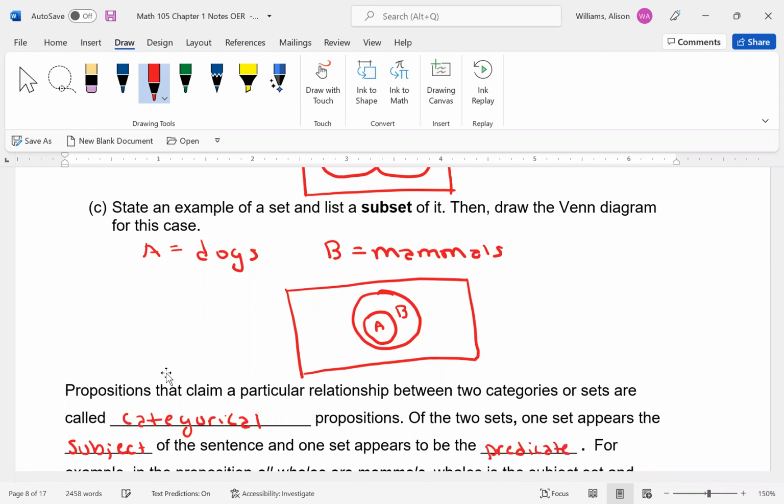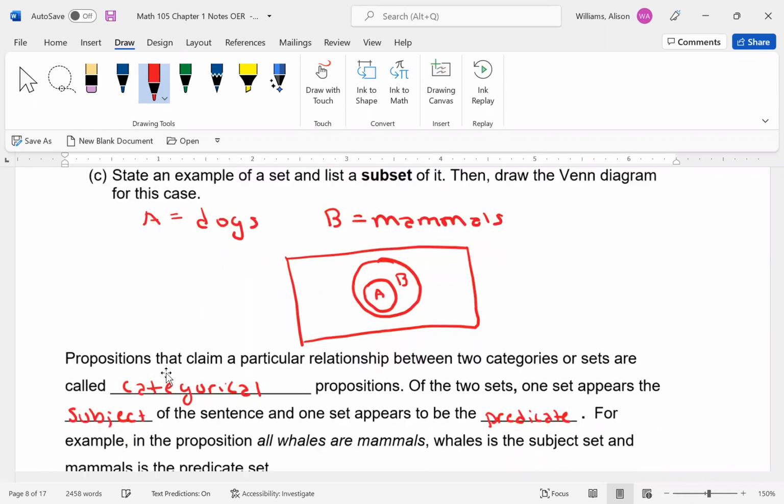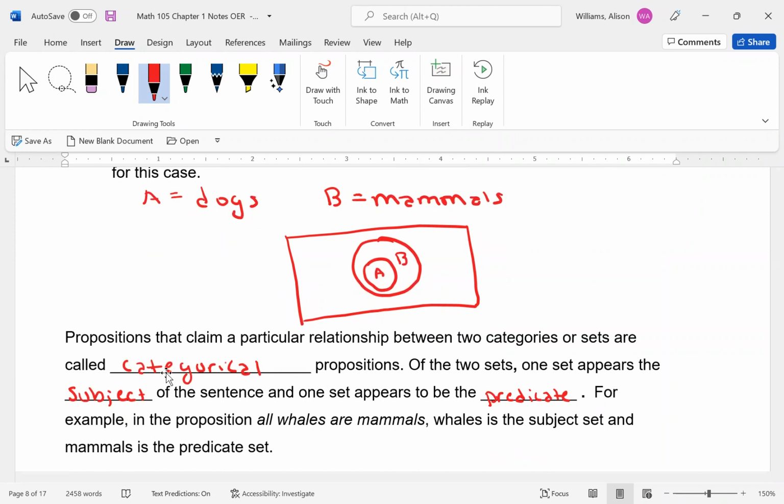For example, in the proposition all whales are mammals, whales are the subject, mammals is the predicate. So we're going to look at these propositions just so we can understand. It's usually easiest to identify the subject. All whales are mammals. Well, we already know that whales are the subject. Mammals are the predicate.